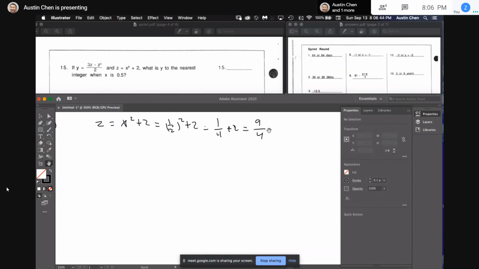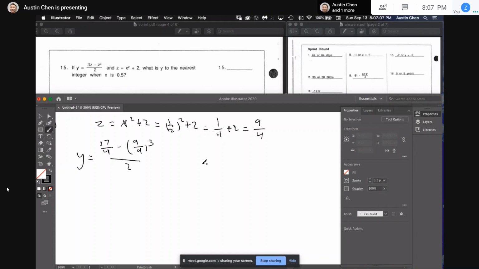Now we can plug 9/4 into our y equation. So y is going to equal 3 times 9/4, so 27/4, minus (9/4) cubed, over 2. And we have to find y to the nearest integer.